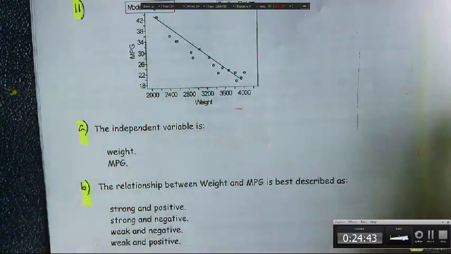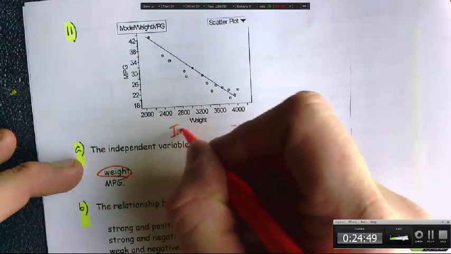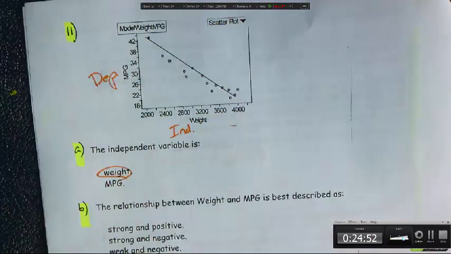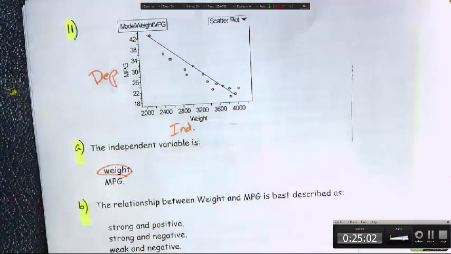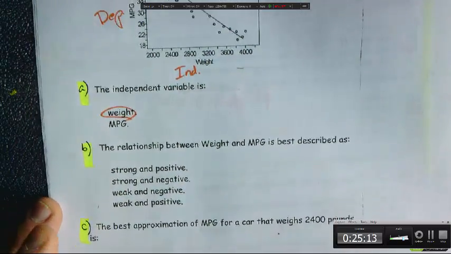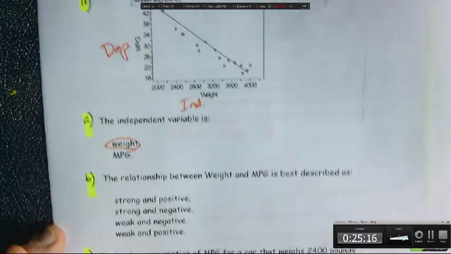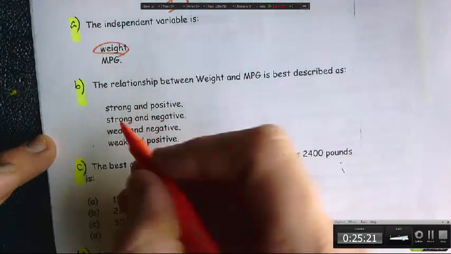Number 11, the independent variable is... Wait. Remember, independent is x, dependent is y. Instead of copying and pasting all these pictures into a single Word document, I just cut and taped. It was a lot quicker. The relationship between weight and miles per gallon is definitely negative, and all those points are relatively close to that line, therefore we say it's strong and negative.